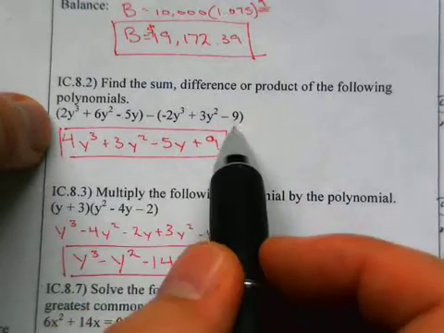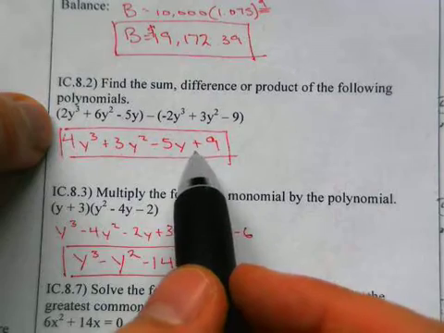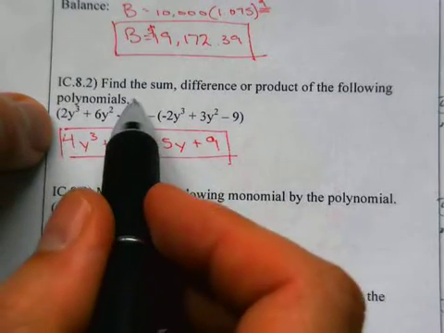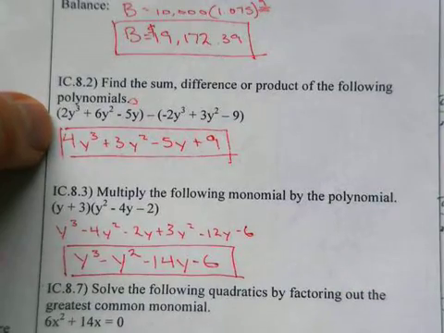Negative 5y has nothing to match up with, so I just leave it. But here I have minus 9. But don't put minus 9 down here because it's like saying 0 minus negative 9. So it would actually be like 0 plus 9, which is plus 9.